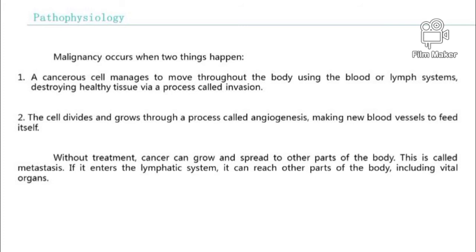Malignancy occurs when two things happen. First, a cancerous cell manages to move throughout the body using the blood or lymph systems, destroying healthy tissue via a process called invasion. Then second, the cell divides and grows through a process called angiogenesis, making new blood vessels to feed itself. Without treatment, cancer can grow and spread to other parts of the body. This is called metastasis. If it enters the lymphatic system, it can reach the other parts of the body, including the vital organs.